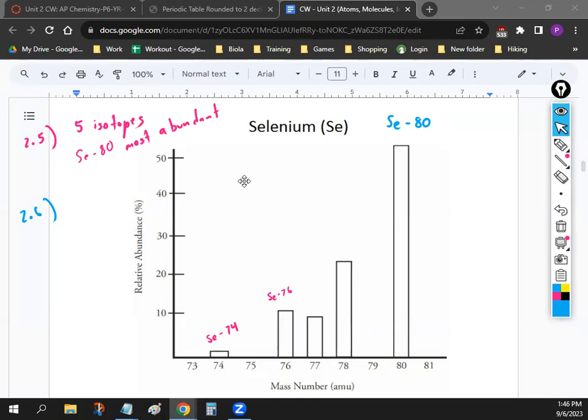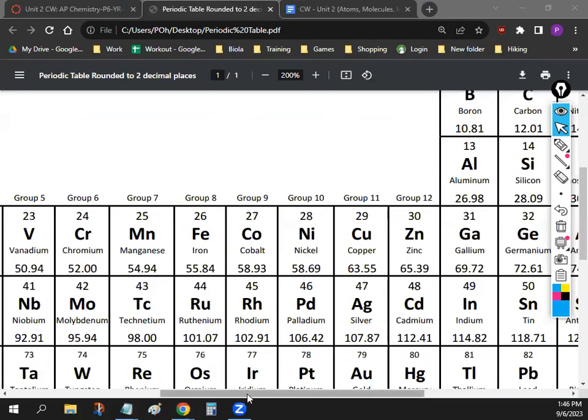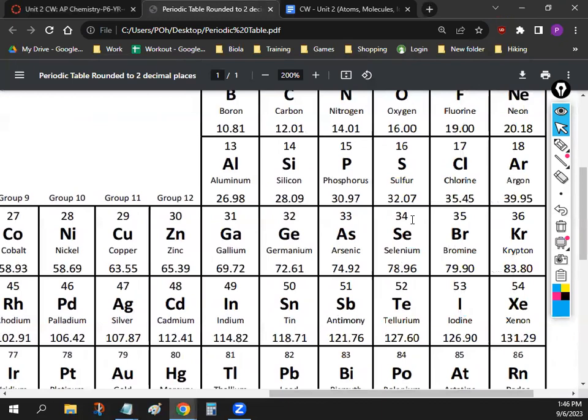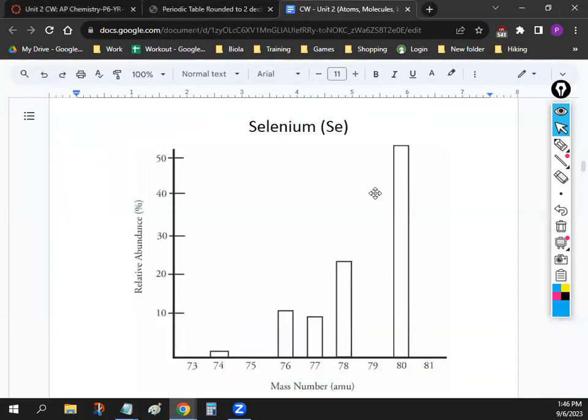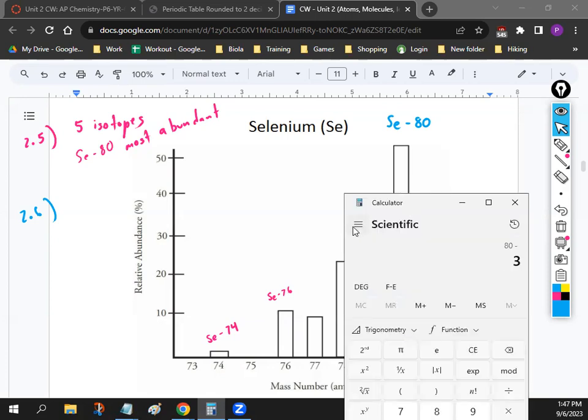You were able to find on the periodic table that selenium has 34 protons. So if the most abundant isotope is selenium 80, all you have to do on your calculator is 80 minus 34, and you should get a total of 46 neutrons. Any questions on that? It's just mass number minus protons.